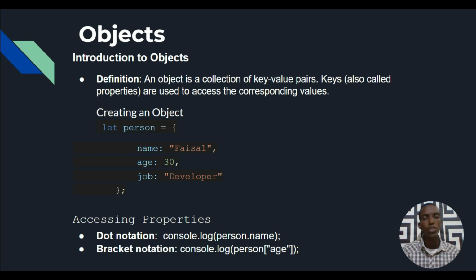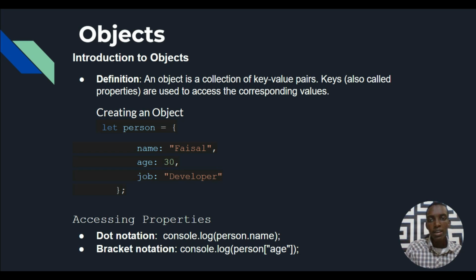Now the next part we'll be looking into is objects. Now what's an object? We said an object is a collection of key value pairs. Keys are also called properties, and are used to access the corresponding values. Now look at this. The example you're seeing here is using a person. I'm a person, right? Surely I have different properties. I have height, I have skin color, I have an age, I have a job.